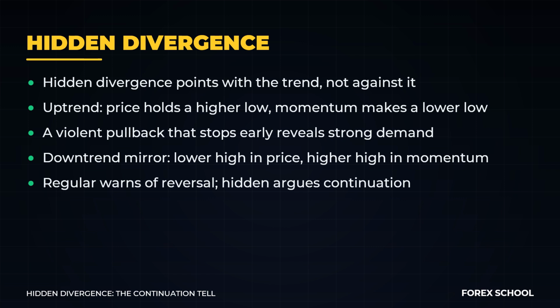The downtrend mirror: price prints a lower high while momentum makes a higher high. Regular divergence warns the trend is tiring, hidden divergence suggests the trend is defending itself.